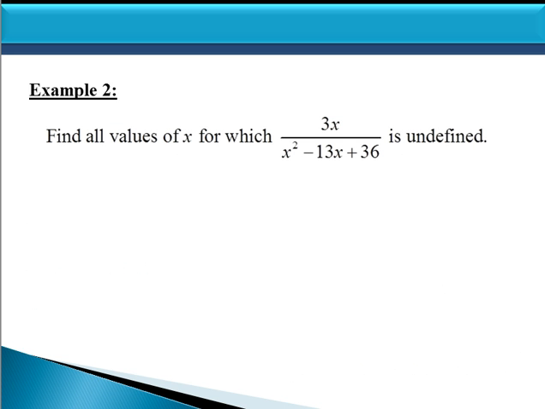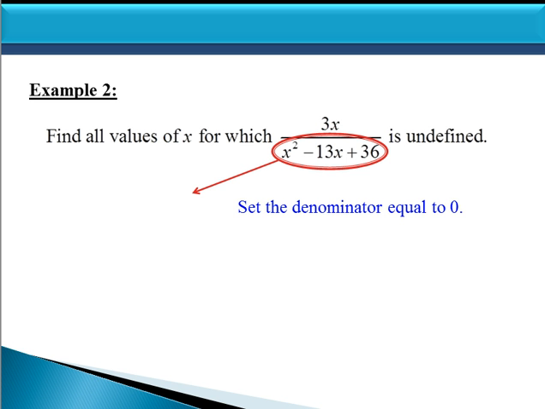Here's another example. Again, we want to find all values of x for which the expression 3x over x squared minus 13x plus 36 is undefined. So remember that the values of x that will make a rational expression undefined is any value of x that would make the denominator equal to 0. So we're going to set the denominator, which is x squared minus 13x plus 36, equal to 0. That will always be your first step.